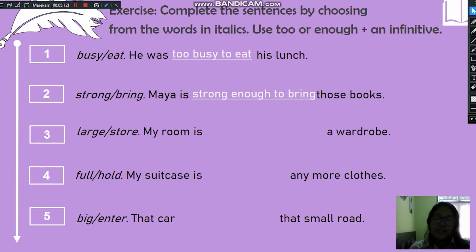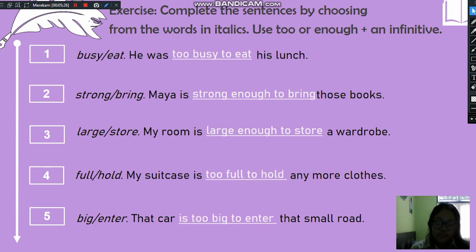Number 3. The answer is large enough to store. Number 4. The answer is too full to hold. And the last one, the answer is too big to enter.